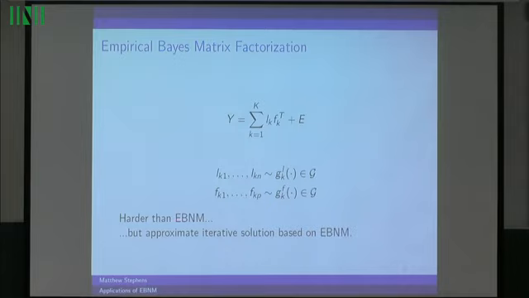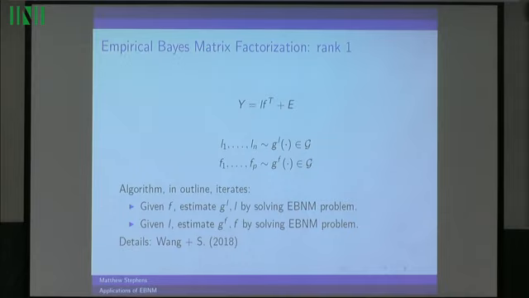But maybe the easiest thing is to describe the algorithm. Essentially, there's an iterative algorithm for solving this, or approximately fitting this model, that's based on solving the empirical Bayes normal means problem. To explain that, I'm going to simplify things and go to the rank 1 case. So Y equals L F transpose plus E. L is a vector, comes from G_L. F is a vector, its elements come from G_F.